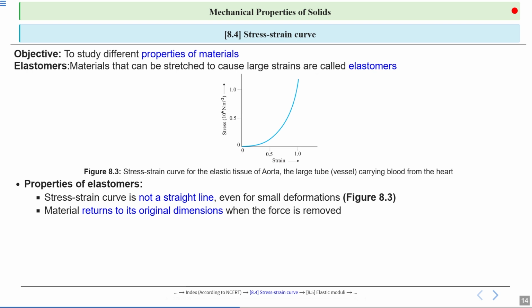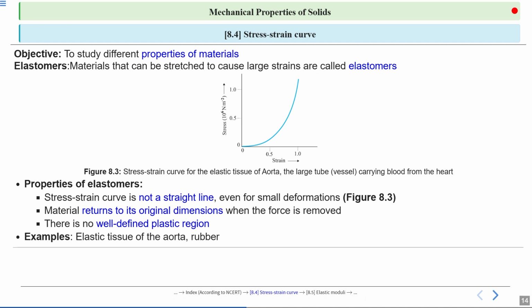Another important property is that elastomers return to their original dimensions when the force is removed. This means they are highly elastic. And elastomers do not have a well-defined plastic region. In most materials, after a certain point, they undergo permanent deformation and do not return to their original shape. But with elastomers, there is no clear point where this happens. They remain elastic over a wide range of strains. Examples: elastic tissue of the aorta, rubber.